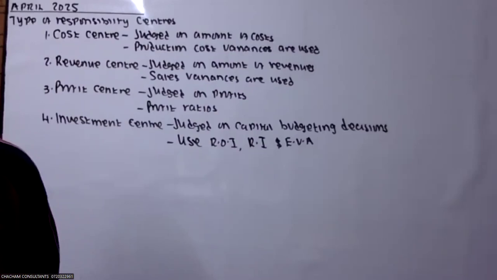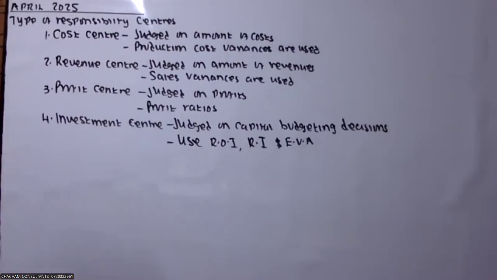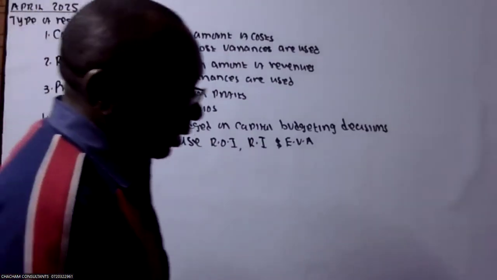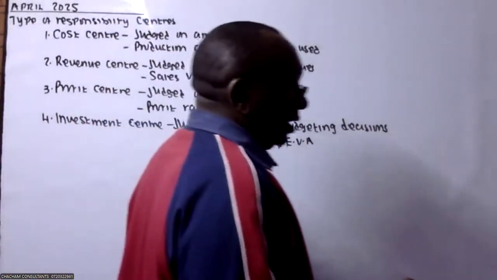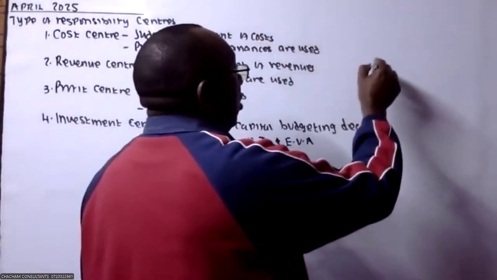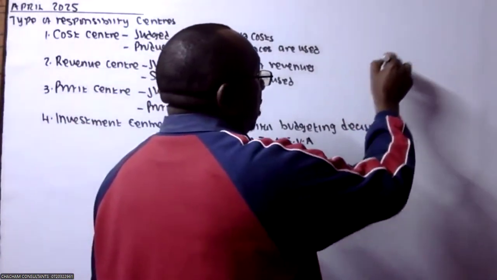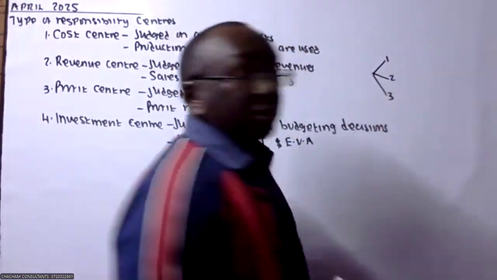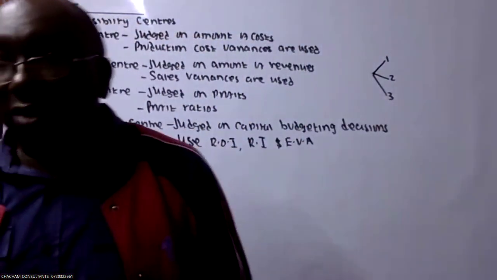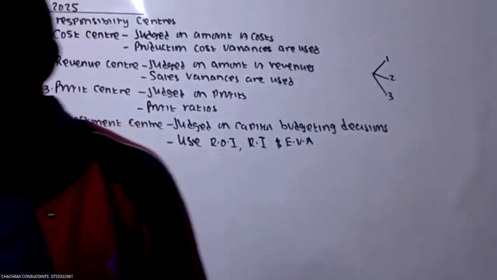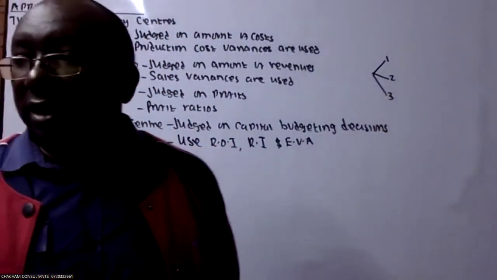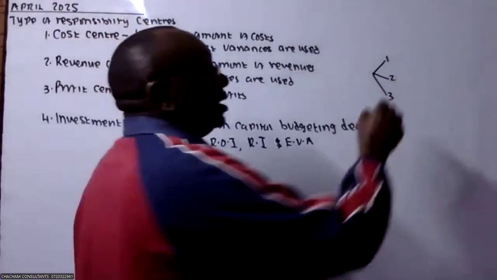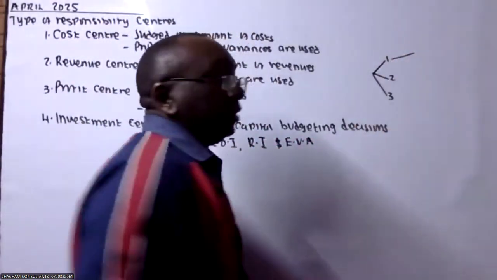So, when you are given that, and you are told to draw a decision tree, the first thing is to identify the options. So we have 3 options. We have option 1, 2, and 3. Those are the 3 options. Now, for option 1, there is nothing much. Things just remain the way they are.